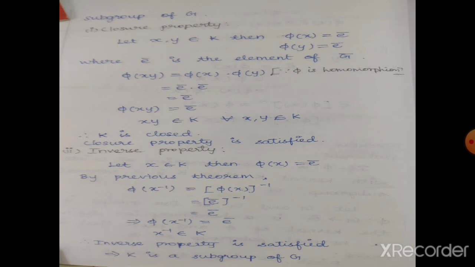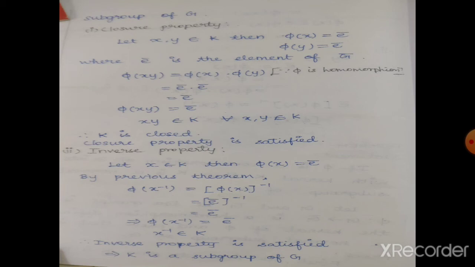Here we know the definition of kernel: K phi is equal to the set of x belonging to G such that phi of x is equal to E bar. So phi of x is equal to E bar means x belongs to K. Here we have to take two elements and show that the product of these elements belongs to K, so it is closed. So xy belongs to K means we have to show that phi of xy is equal to E bar.